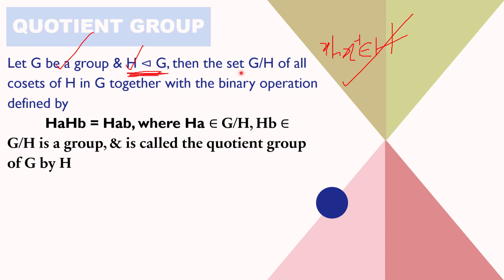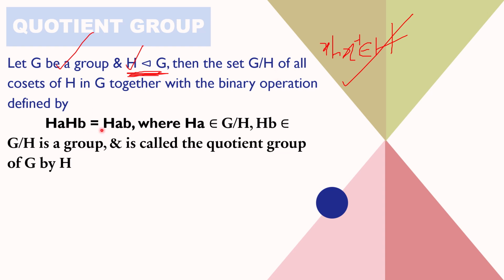In simple words, the set G by H is called a quotient group when it has cosets. So we have a particular subgroup which is a normal subgroup of G, and all the cosets formed of H in G. A set having all those cosets is known as the quotient group. So G by H is a quotient group here when H is a normal subgroup of G and all the cosets of H in G belong to G by H.